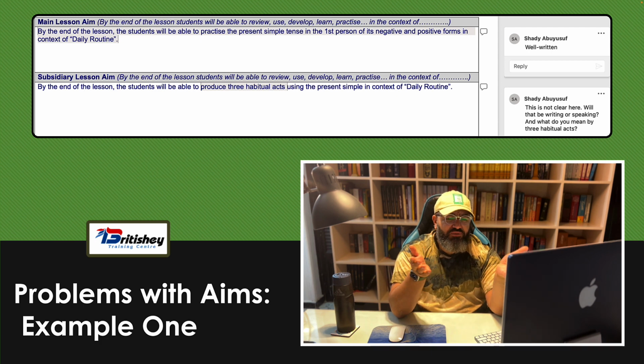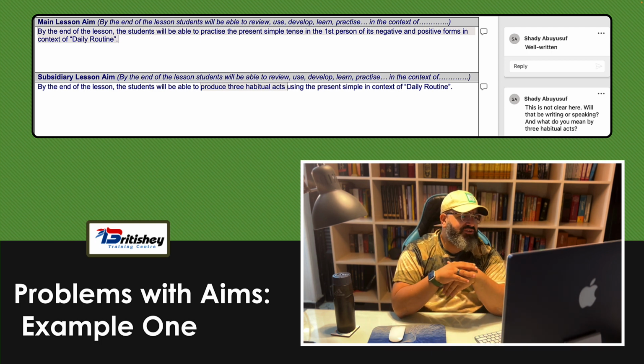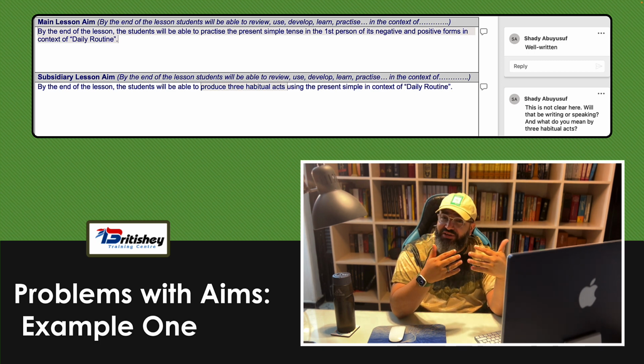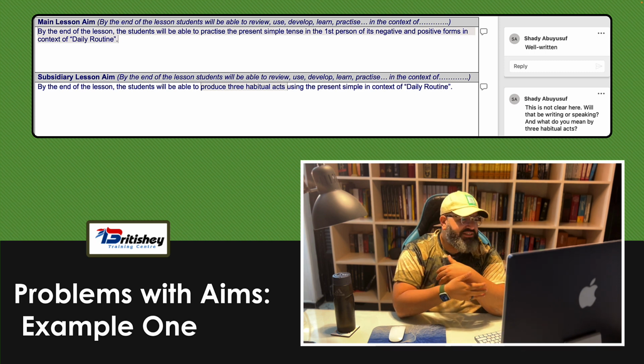And I also asked, and what do you mean by 3 habitual acts? And when I put this, it means that it's not clear for me what the writer means exactly. Maybe because it doesn't make sense to me, maybe because it's not clear enough.